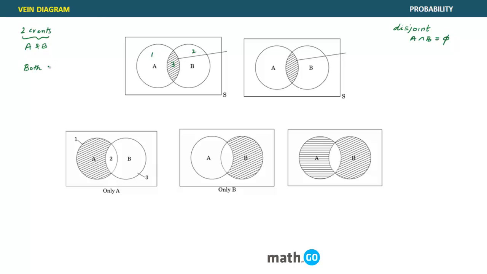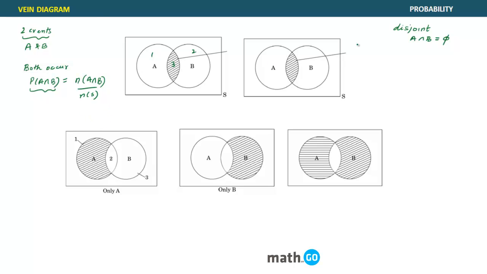Okay, so the third region, that is both occur. They both occur. How do you write it? Actually it is P of A intersection B. Probability that both of them occur is this, and you can also write this as N of A intersection B divided by N of S. So n is nothing but number of elements in A intersection B divided by number of elements in the sample space.